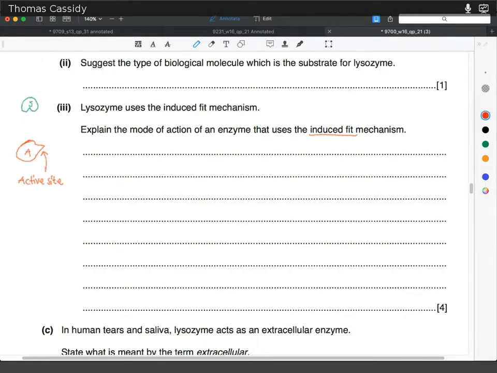So induced fit is saying that they don't exactly match up. It's not going to be lock and key like the other one we're talking about, where they just fit and everything's happy. Okay, see if I can neaten that up a bit.